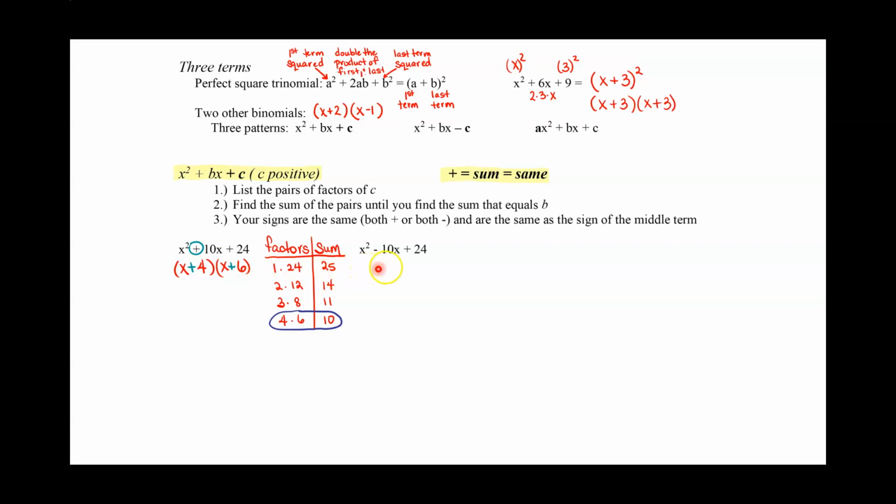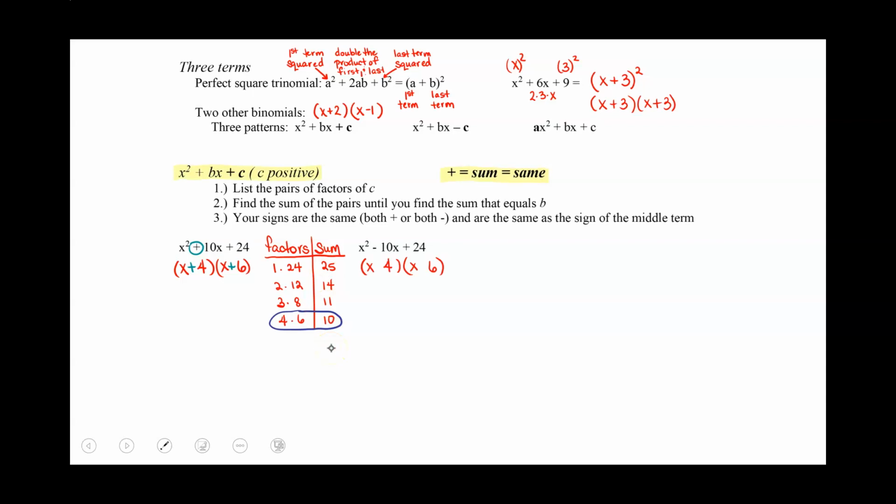This is exactly the same. The only difference is this time our middle term is negative. All right, so again, I would start the same way. I'd find all the factors and I'd find all their sums, and I would be looking for the sum that would give me 10. And so the sum that would give me 10, again, is going to be that 4 and 6.